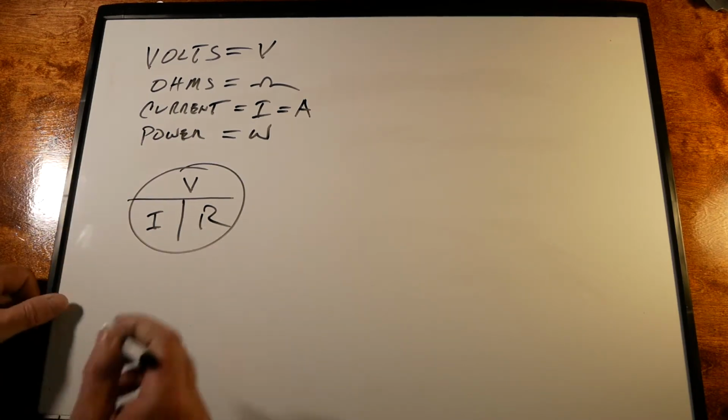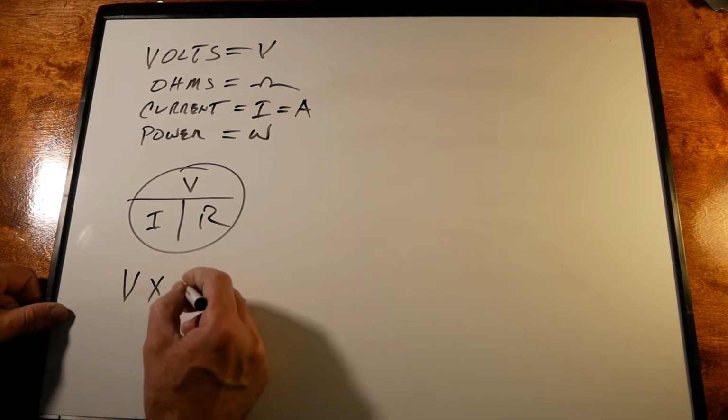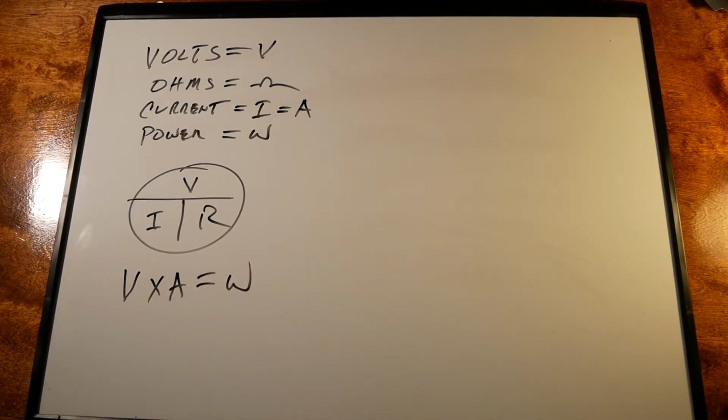And then power is even simpler yet. Power is just simply voltage times current. If we take voltage times current, we have watts. So this is important when you're dealing with low voltage, high current systems. And in both 6 and 12 volt systems, that's exactly what we're dealing with.